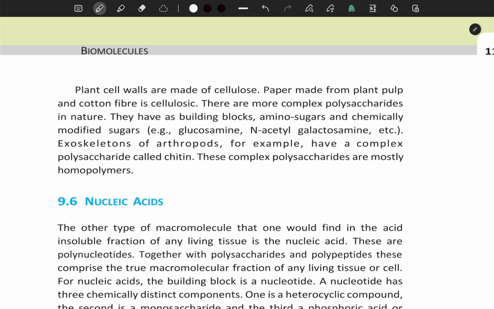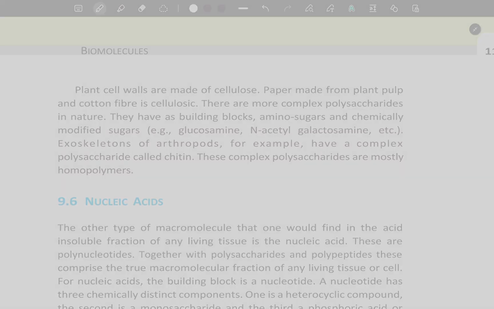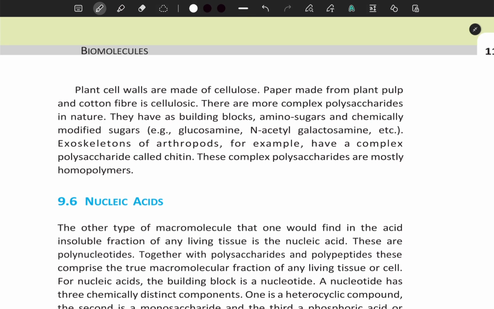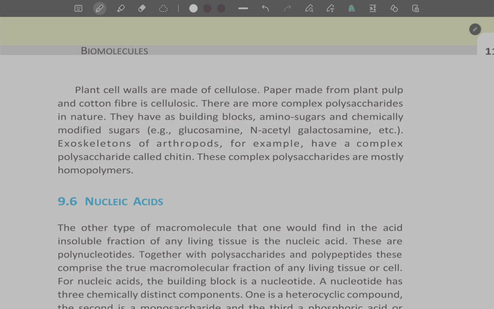There are more complex polysaccharides in nature. They have amino sugars and chemically modified sugars as building blocks, for example, glucosamine, N-acetyl galactosamine, etc. Exoskeletons of arthropods, for example, have a complex polysaccharide called chitin. These complex polysaccharides are mostly homopolymers.